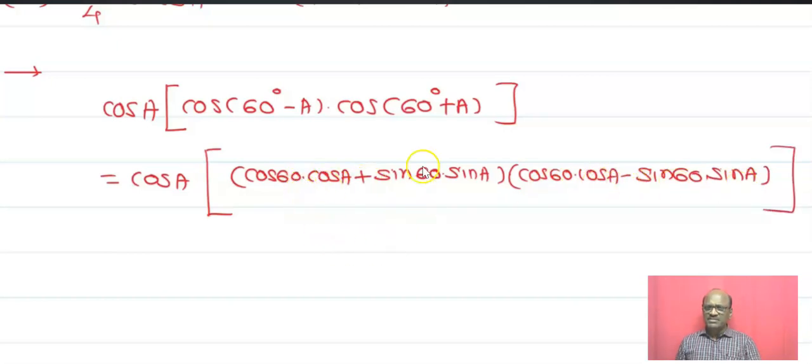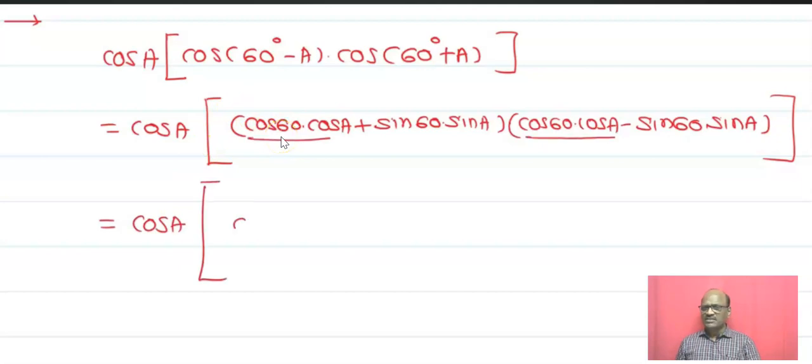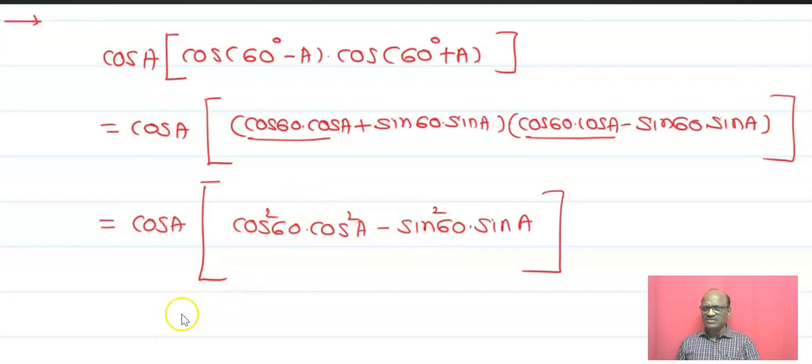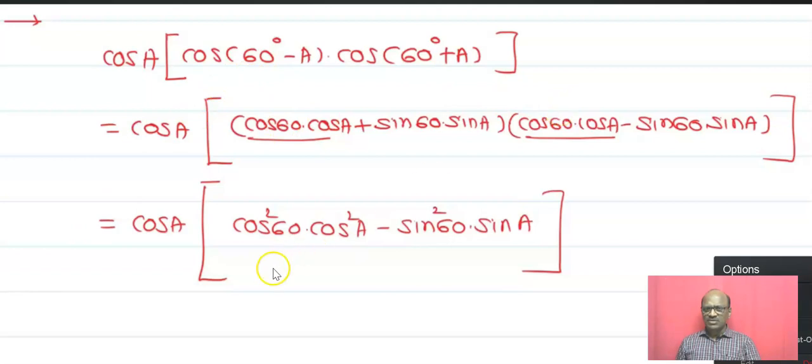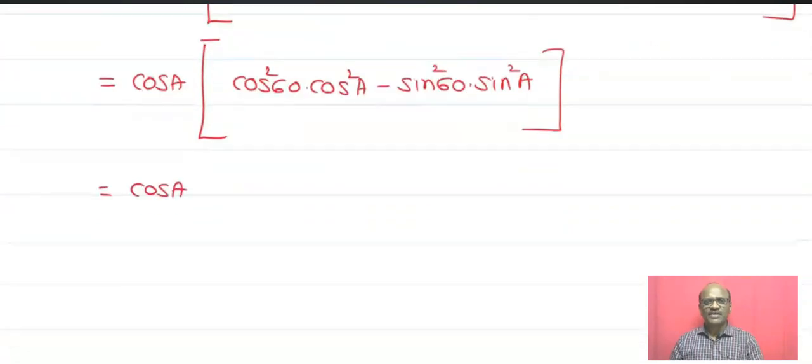Now again this is a plus b, a minus b form. We will substitute the value of cos 60, which is nothing but 1 upon 2. That is cos square 60 into cos square A minus sin square 60 into sin square A. You see this here: the square of this term minus the square of this term. Therefore, cos of A, then you will get 1 upon 2.